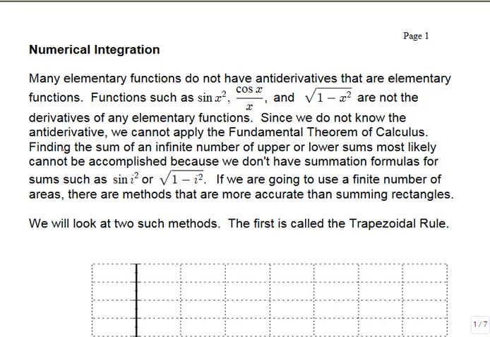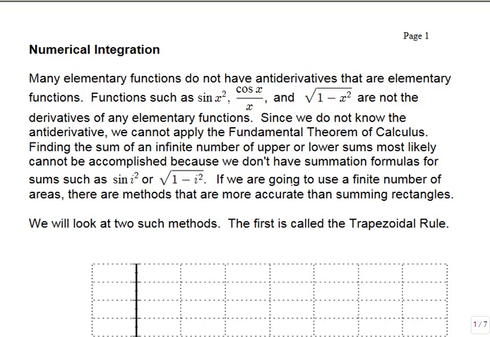And we know that the alternative would be to find a sum of an infinite number of upper or lower sums using rectangles, but that probably wouldn't be accomplished because we would need to have summation formulas for things like sine of i squared or square root of 1 minus i squared, and we don't have those kinds of formulas.